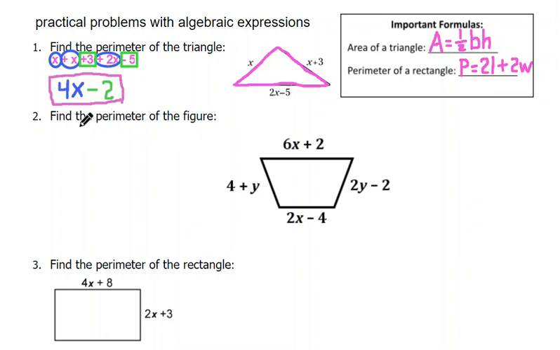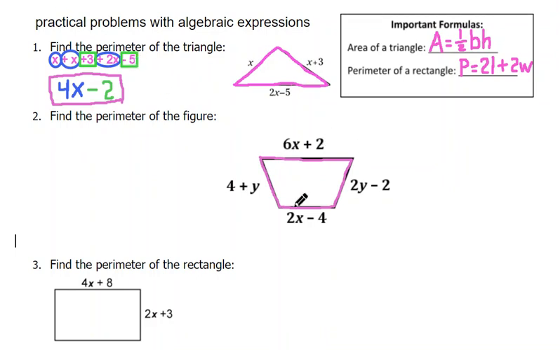All right, let's try this next one. Number 2, it says find the perimeter of the figure. All right, so perimeter, once again, it's like we're walking around the outside of the shape, adding up all the sides and seeing how long the distance is all the way around that shape. It's like if this was my backyard and I was trying to fence in my backyard, how much fence would I need to buy to fence in my backyard?